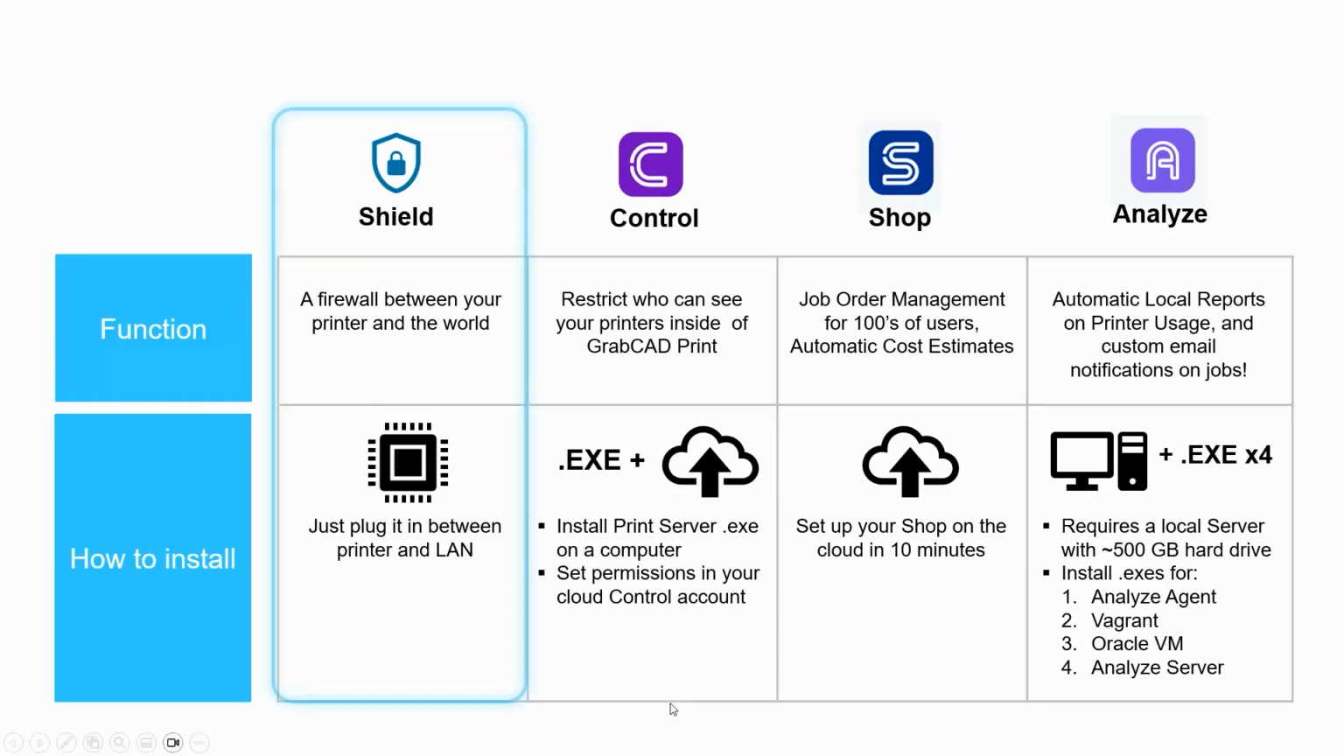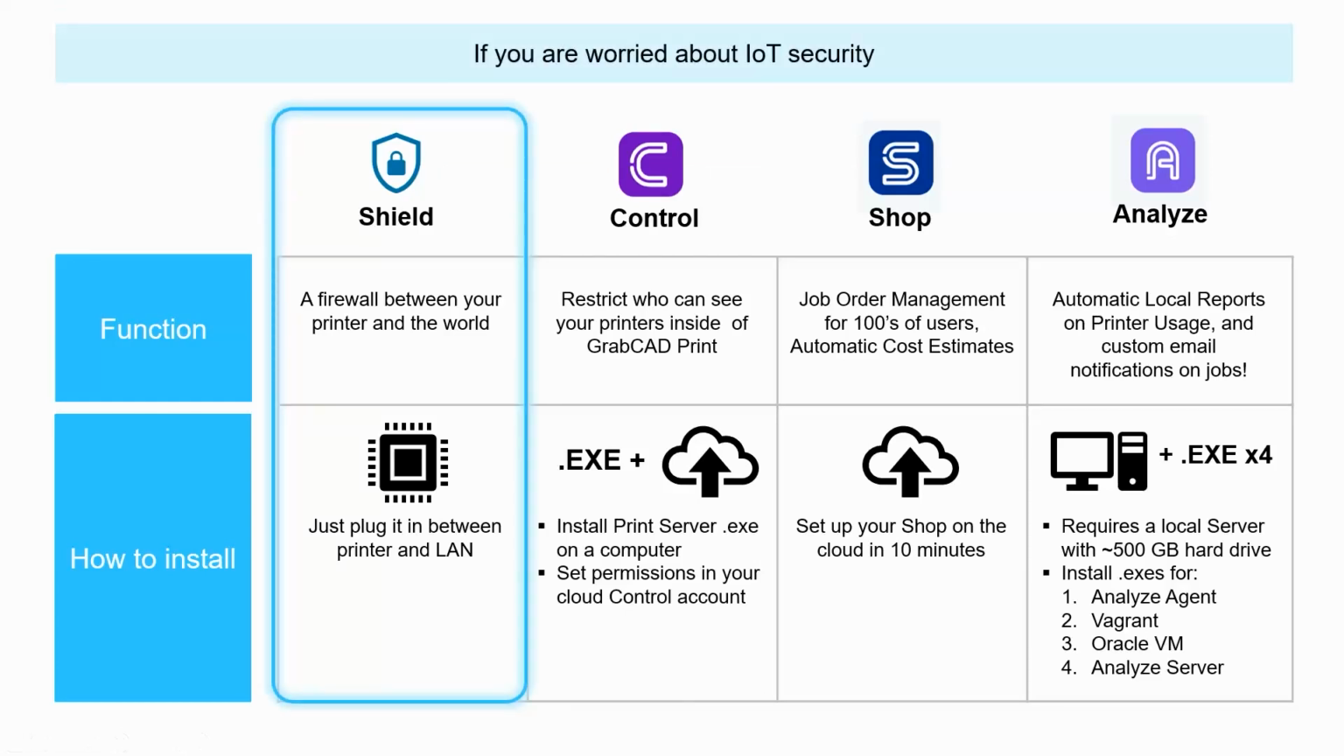So let's look at why you'd want to install each of these devices. Well, Shield is if you're worried about IoT security. 3D printers have computers inside them. Those computers can be given commands, some good, some bad. If you're worried about your printers being hacked by outside sources, you install Shield to put a firewall between your printer and the world and only allow legitimate print commands to go through.